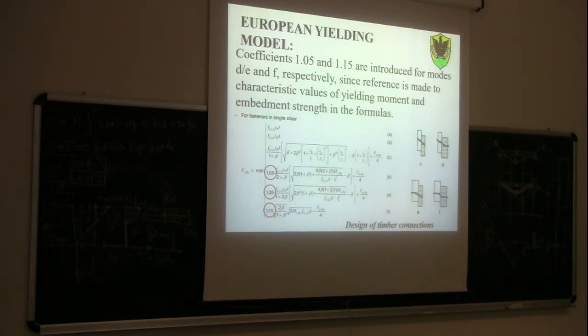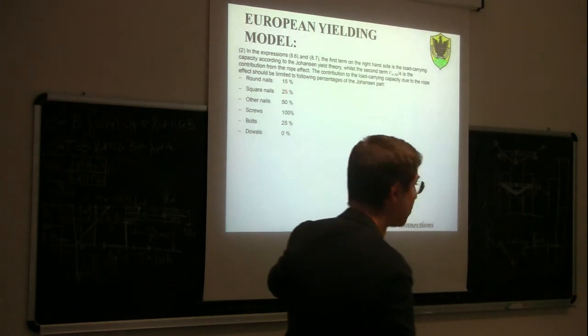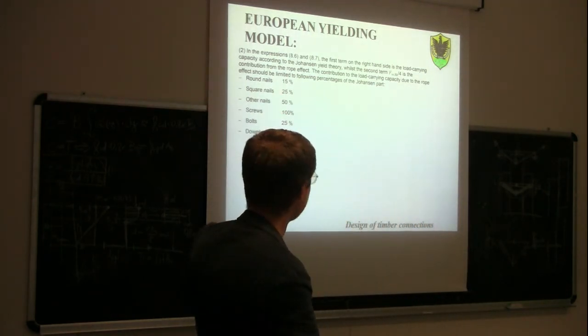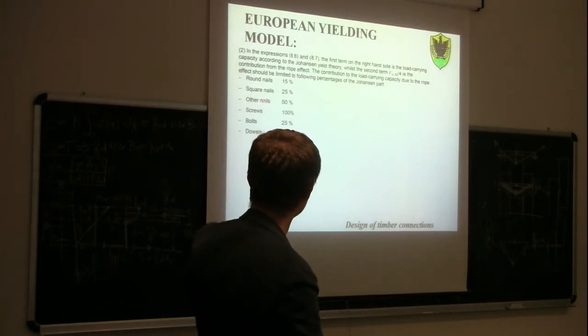Now again, let's go back to the Eurocode 5. The contribution of the load carrying capacity due to the rope effect should be limited to the following percentages of the Johansen part. So round nails, do you remember before we were talking about nails? Did the nails provide lots of rope effect? We said no, because they are small. In fact, we can see that this rope effect is at most 15% of the other term, no more than 15%. Square nails, 25%. Other nails 50%.